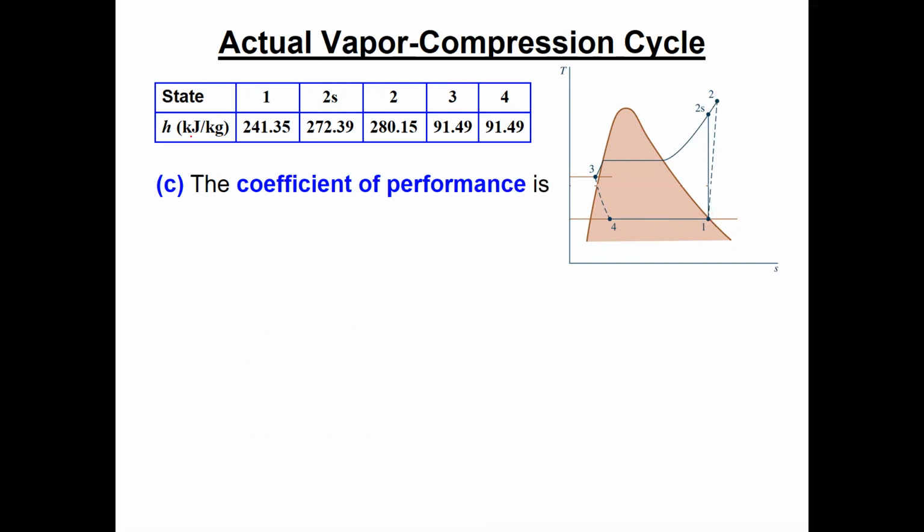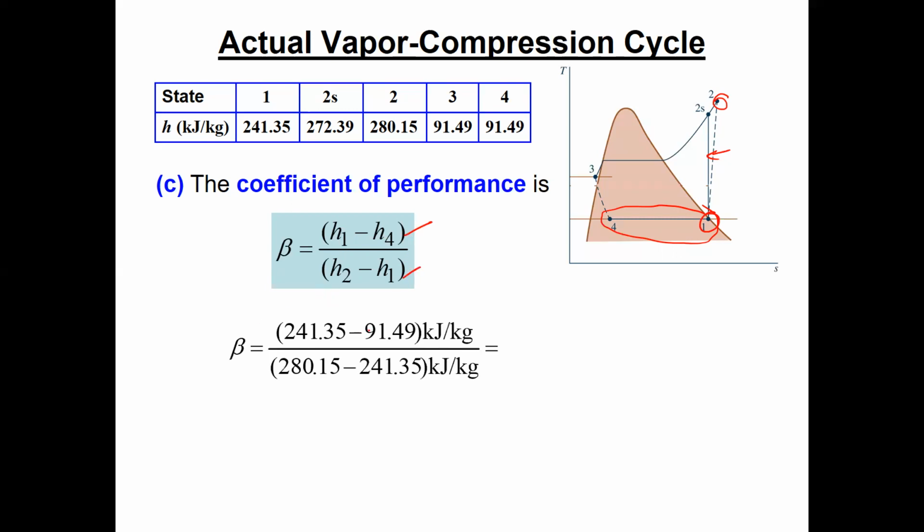Now the COP. The COP, as we have discussed before, is simply the desired output, which is the cooling here, H1 minus H4, divided by the required input, which is the work input that we need to provide, H2 minus H1. So it's H1 minus H4, the refrigeration capacity, divided by H2 minus H1, the work input. Again, we have all the values, it's just a matter of substituting them in, and we get a value of 3.86, which is a reasonably good COP for a refrigeration system. As you notice, this value is greater than 1. The beta is always greater than 1.